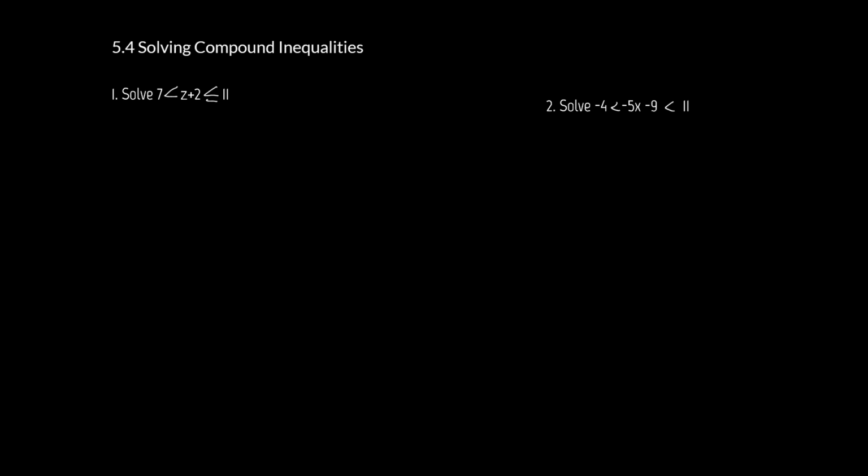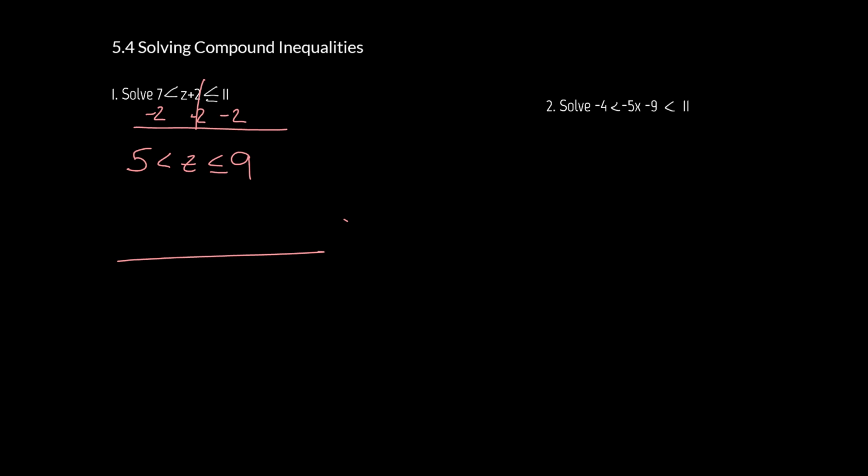So example, in number 1, it says solve 7 is less than z plus 2 is less than or equal to 11. So what I'm going to do is I'm going to subtract this 2 from the middle. If I do that, though, I have to subtract it from all sides. So the z will be alone by itself in the middle. 7 minus 2 is 5, and 11 minus 2 is 9. And that's it. We've solved it. I know that because the z is by itself in the middle.